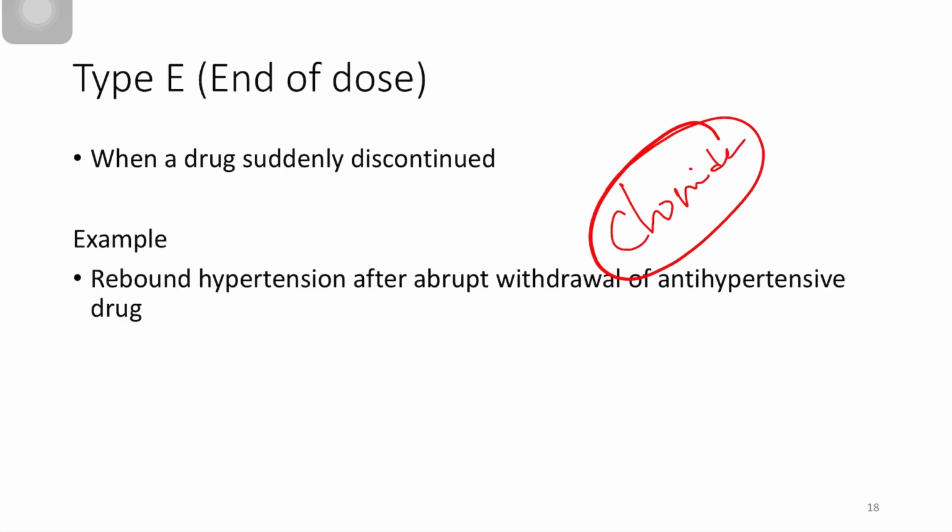If we use this drug on a long-term basis, there are chances that sometimes we miss this drug. And if the patient misses the drug, there are chances of sudden high blood pressure. So the patient's blood pressure increases suddenly because the patient missed the dose, and this can lead to a hypertensive crisis, and that is called end of dose adverse drug reaction. So sudden discontinuation or sudden missing of a drug can lead to end of dose adverse drug reactions.